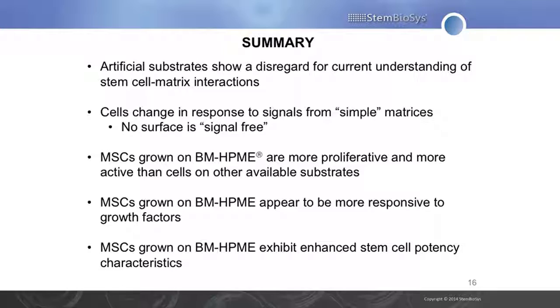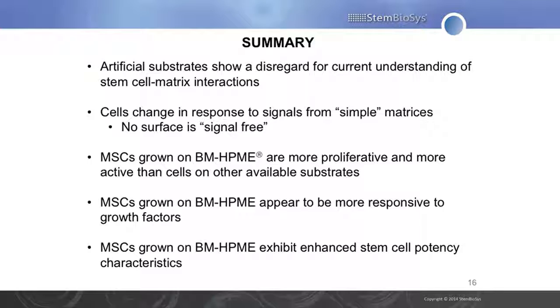So in summary, artificial substrates show a disregard for the current understanding of stem cell interactions. Cells change in response to signals from simple matrices. There is no surface which is signal-free, including cell culture-treated plastic. Mesenchymal stem cells grown on our bone marrow high-performance microenvironment are more proliferative and more active than cells on other available substrates. Mesenchymal stem cells grown on our BM HPME appear to be more responsive to growth factors as well. And finally, mesenchymal stem cells grown on the bone marrow high-performance microenvironment exhibit enhanced stem cell potency characteristics.